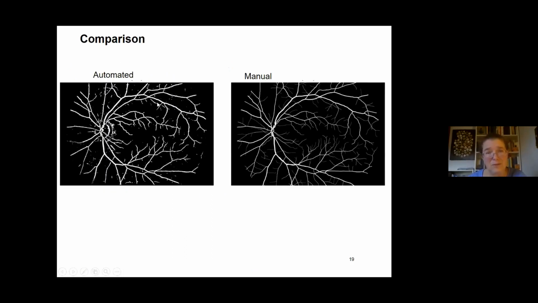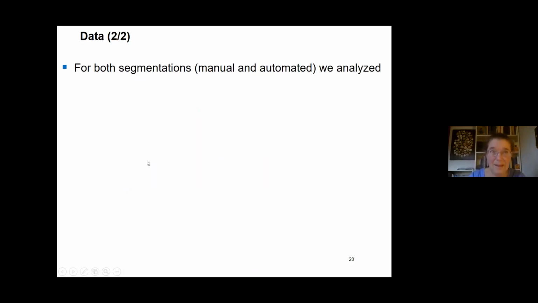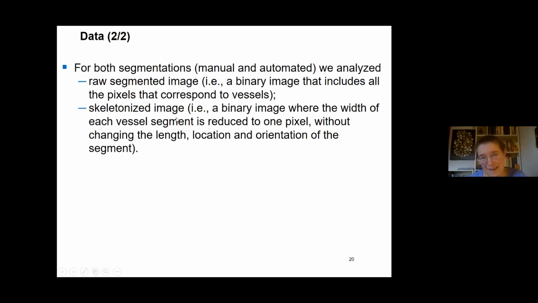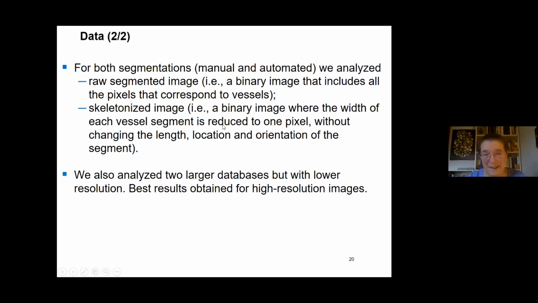You can see that the automatic is not as good as the manual, and the results that I will present are much better for the manual because the segmentation algorithm is more precise. For both of them, we analyze the segmented image, and we analyzed the skeletonized image, which is just the width of each pixel segment reduced to 1 pixel, and the other one includes all the pixels, just technical details.